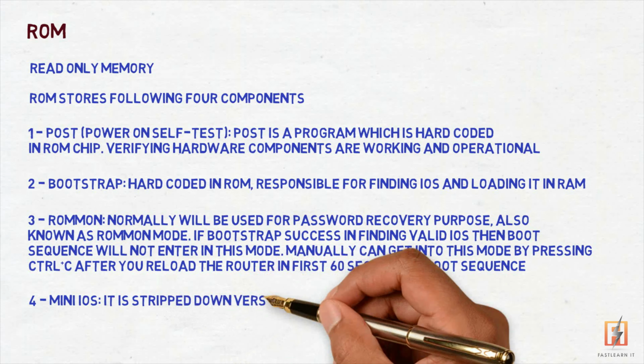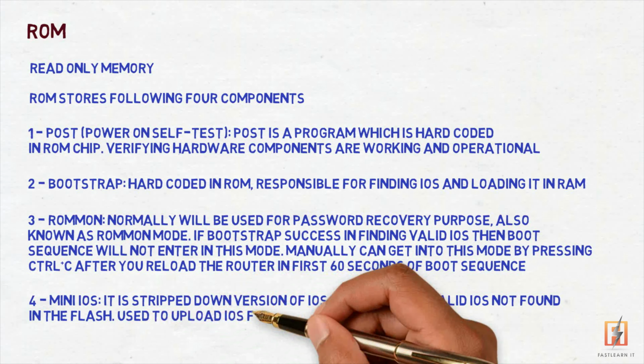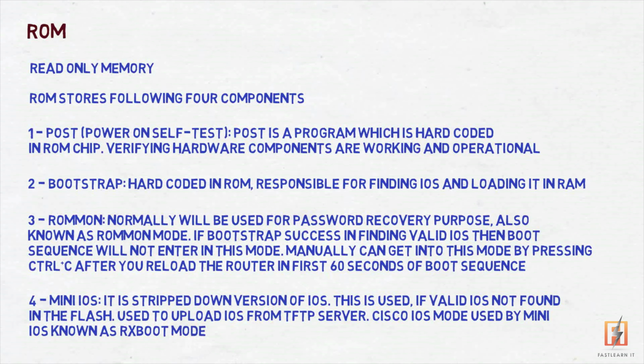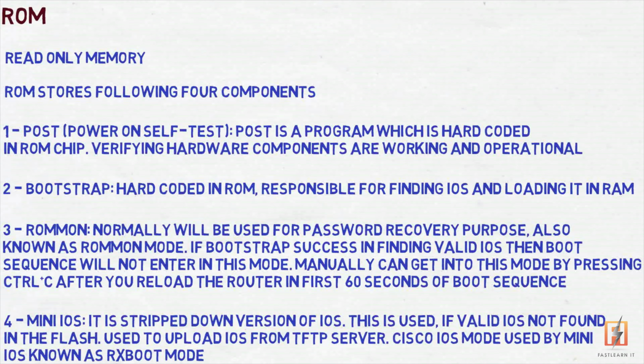Next, mini iOS. It contains a stripped down version of iOS. It is used in a critical situation where the router cannot find an iOS image in flash. Normally mini iOS contains only IP code. That way it allows you to load iOS from other sources such as a TFTP server. You can also call this RXBoot mode. Now you might have a question: what is the difference between RXBoot and ROMMON mode? In newer Cisco devices, be it a router or switch, you will find only ROMMON mode, which includes the functionality of RXBoot mode.